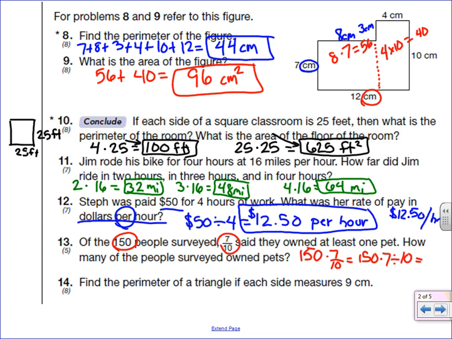So 150 divided by 10 is 15, and then 15 times 7, over here, is 35. 7 times 1 plus 3 is 105. So 105 people own a pet.